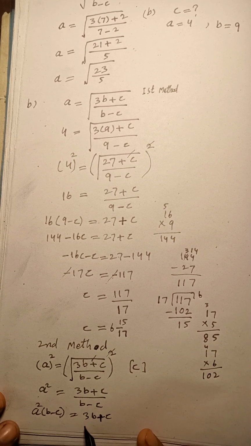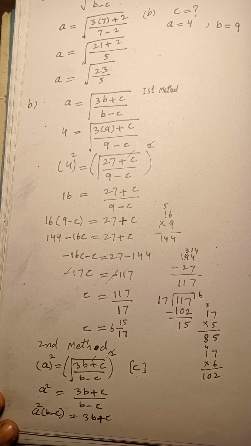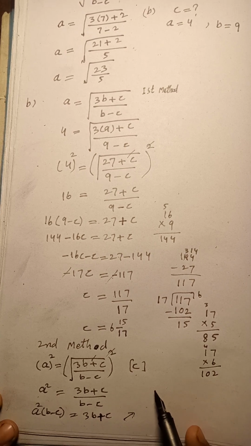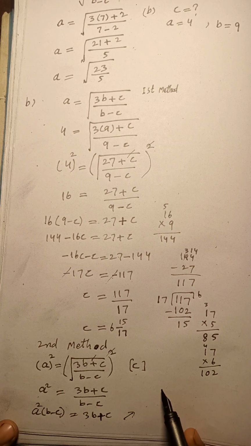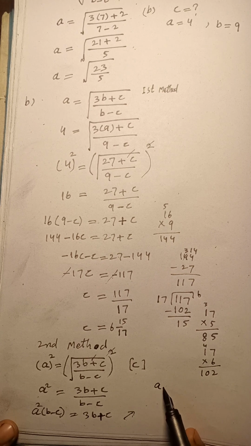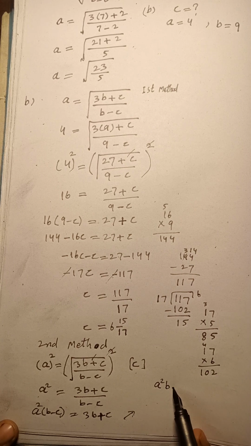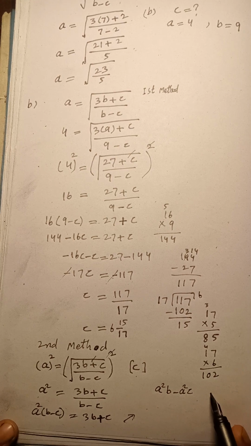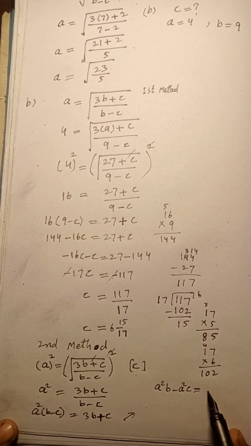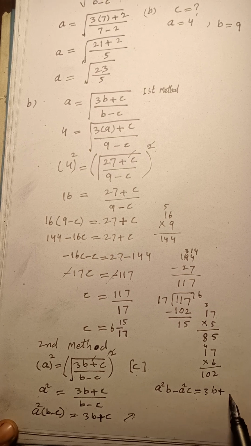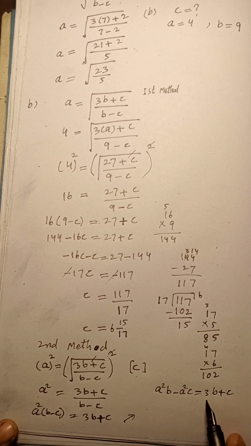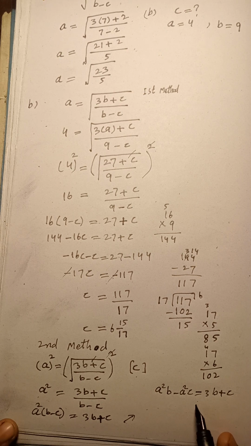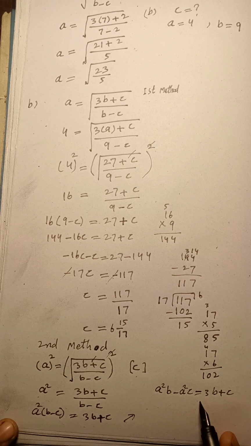Now multiply this a square. When a square is multiplied, it will become a square b minus a square c, and on the other side 3b plus c. Now take c on the same side. You should write c on the same side so that you can make it the subject.